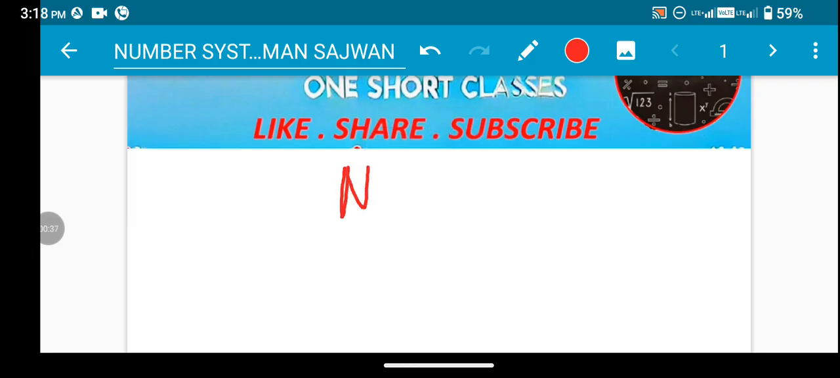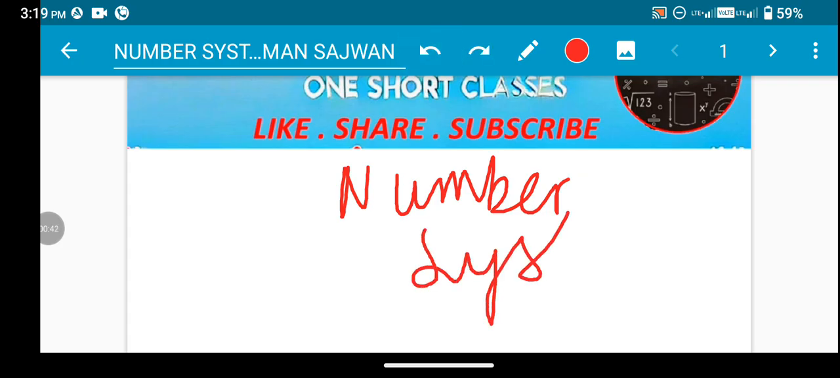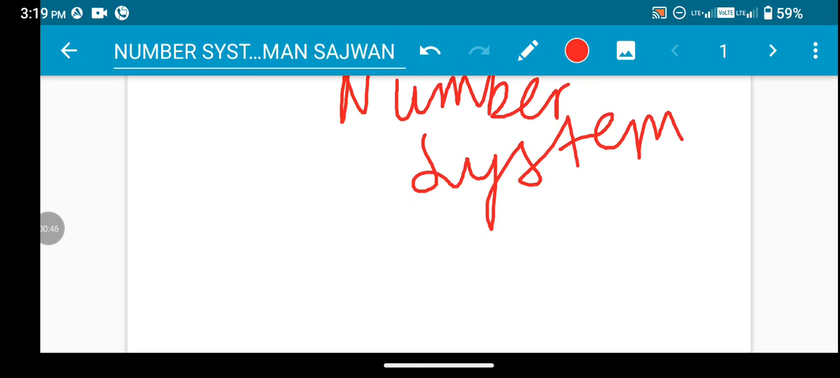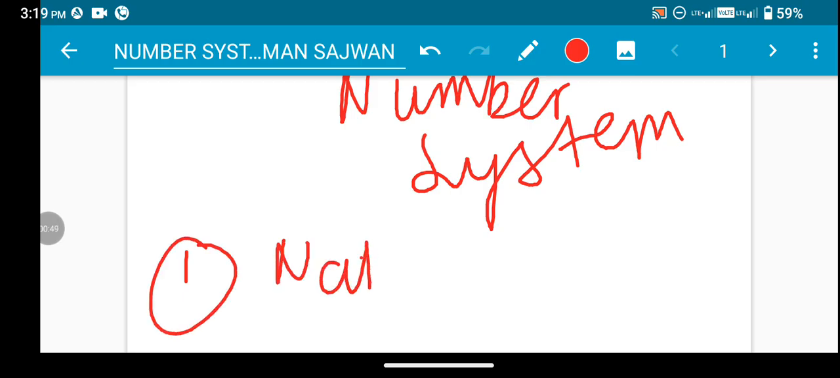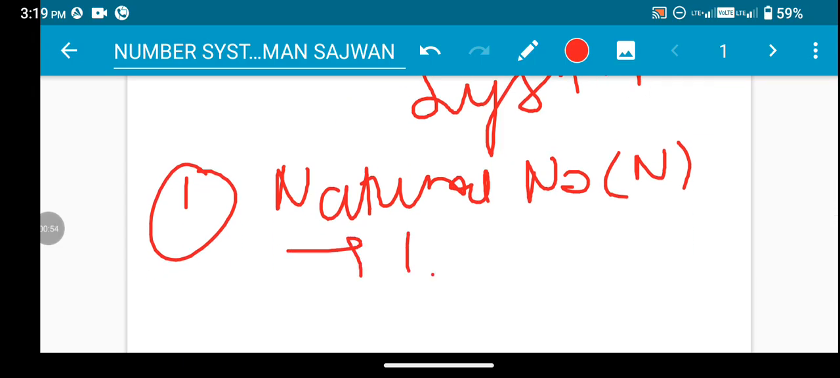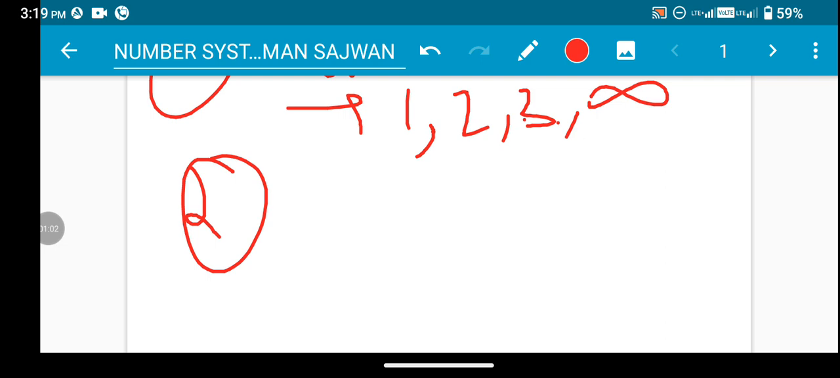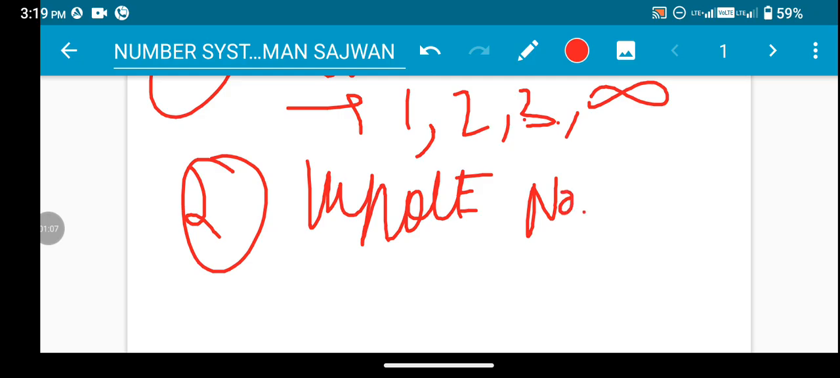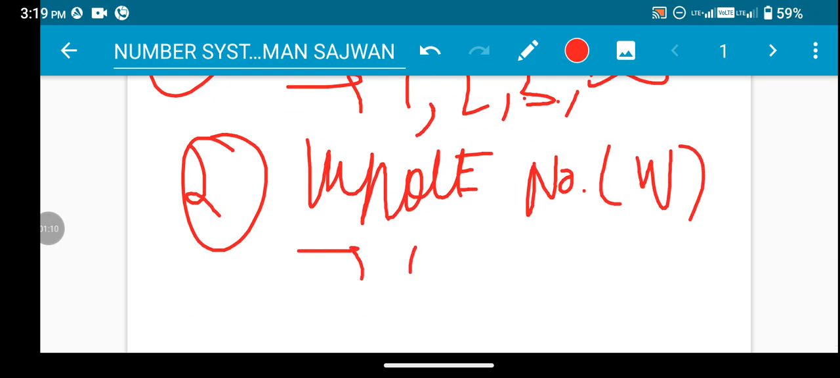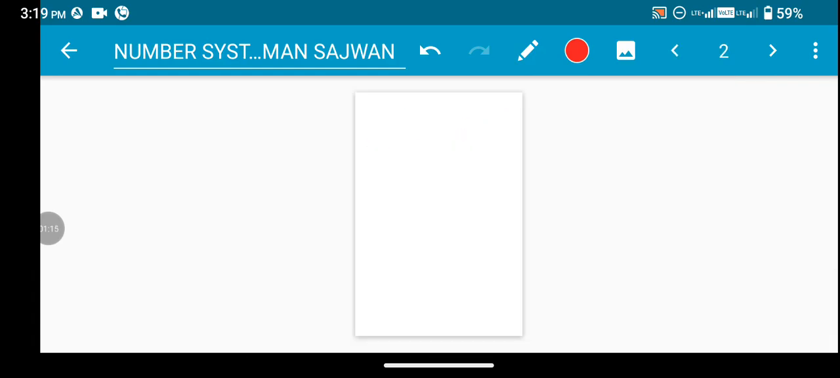First we will talk about number system. What is number system all about? First, natural numbers are there. They start from 1 to infinite. After that we have whole numbers, which start from 0 till infinite.